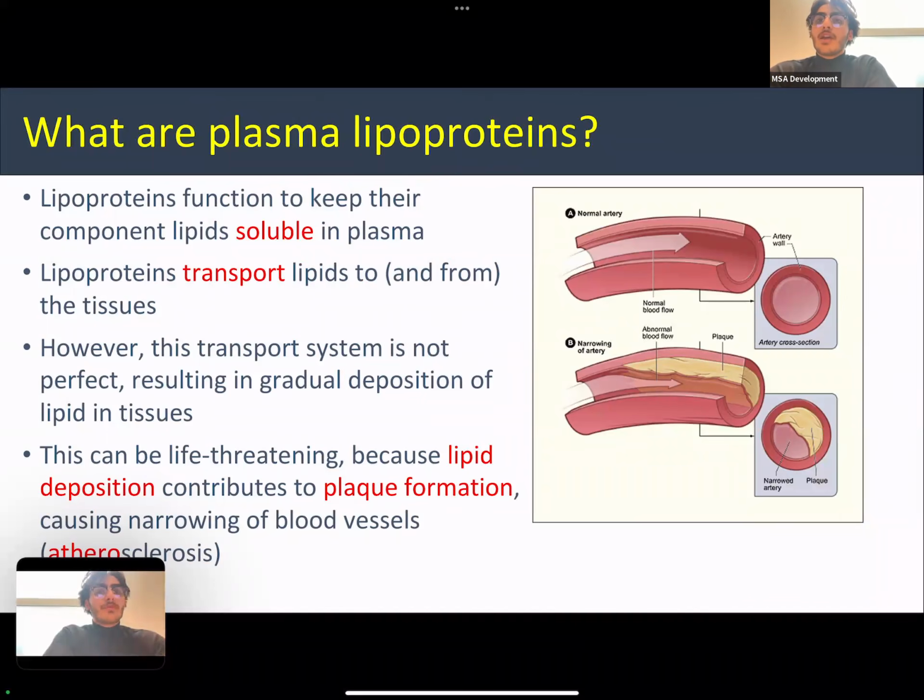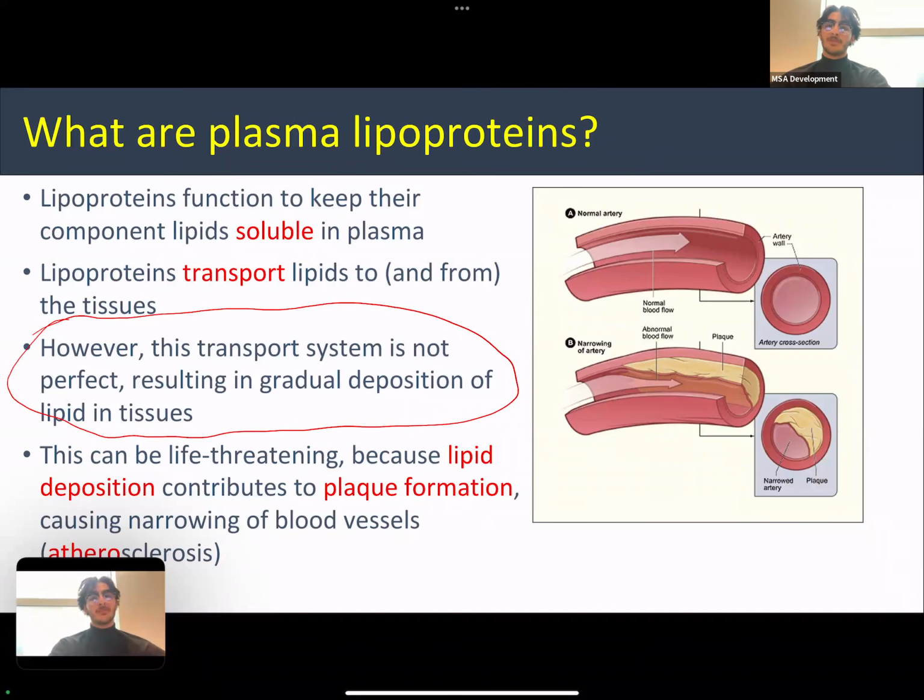So what are plasma lipoproteins? As I mentioned, their function is to keep their component lipids soluble in plasma. And they do that by packaging them and then transferring them through the bloodstream. They transfer lipids to and from the tissues. However, this transport system is not perfect, resulting in gradual deposition of lipid in tissues. Now, which lipoprotein do you guys think they're talking about here when they said gradual deposition of lipid in tissues? They're talking about LDLs. And LDLs, as we know, are bad lipoproteins.